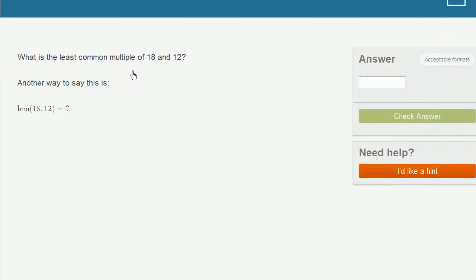What is the least common multiple of 18 and 12? They just state this with a different notation. What's the least common multiple, or the least common multiple of 18 and 12 is equal to question mark. So let's think about this a little bit. There's a couple of ways you can think about it. Let's just write down the numbers we care about: 18 and 12.